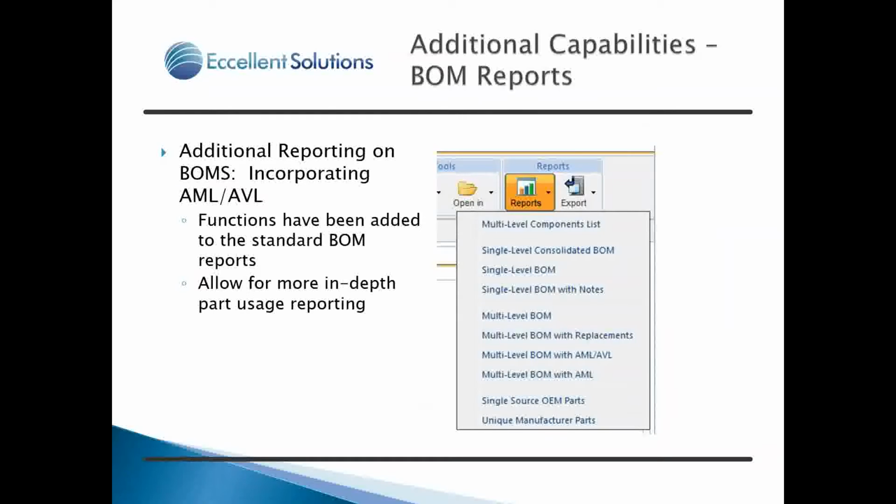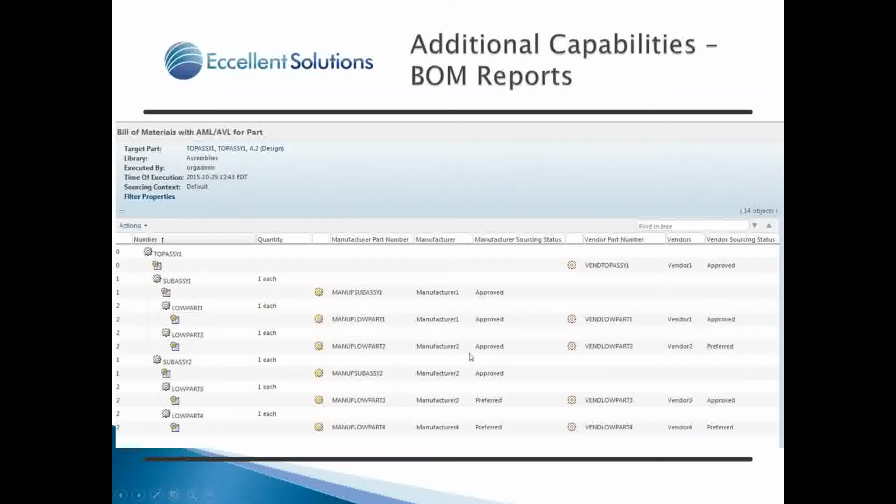The second of the key additional capabilities I wanted to highlight here is some additional reporting on BOMs. There have been additional reports added in the Product Structure Explorer where you can incorporate your multi-level BOMs, but also show the AML and AVL in your BOMs as well. So not only can you build the BOMs that you have in your system, but you can also incorporate with those BOMs who you actually supply those parts from in one simple report, which you would see as the end result here.